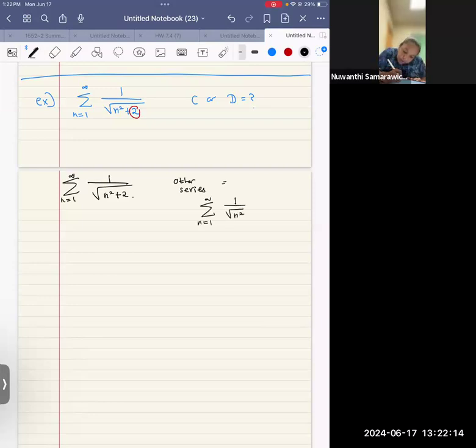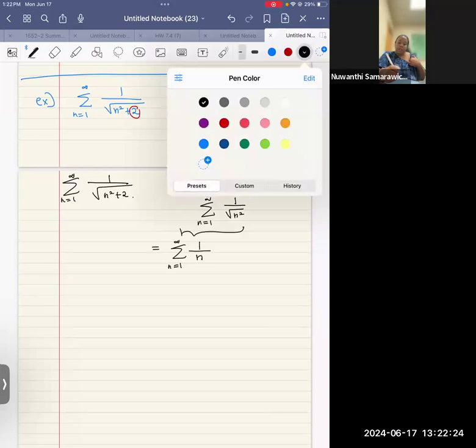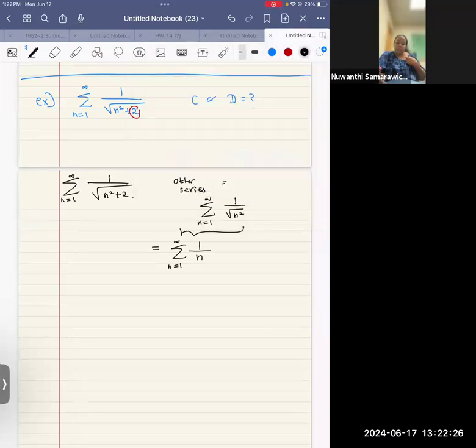Okay, so 1 over square root of n squared is the same as, if we take the square root of n squared, 1 over n. Then, is it convergent or divergent? It's divergent because it's a harmonic series. Also by the p-series, this is divergent.